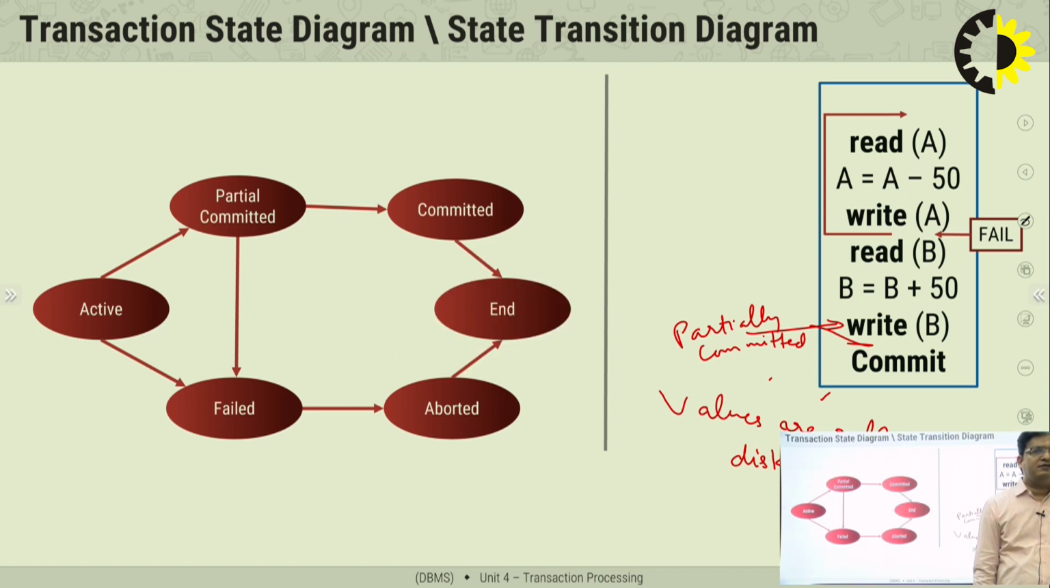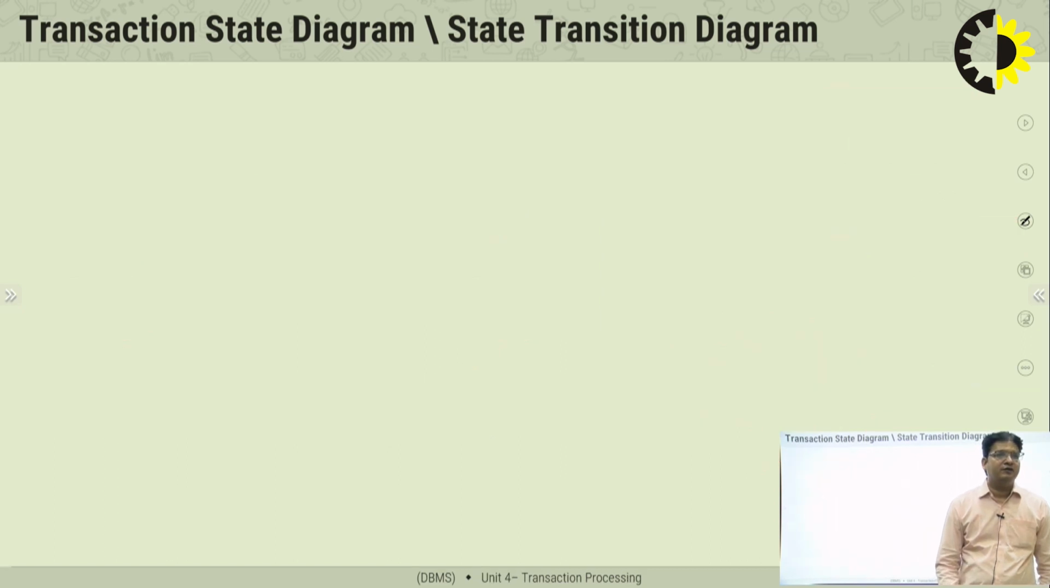And the transaction will finally end in two ways: either it is committed or it is aborted. So, the final journey will end when it is either committed or aborted.